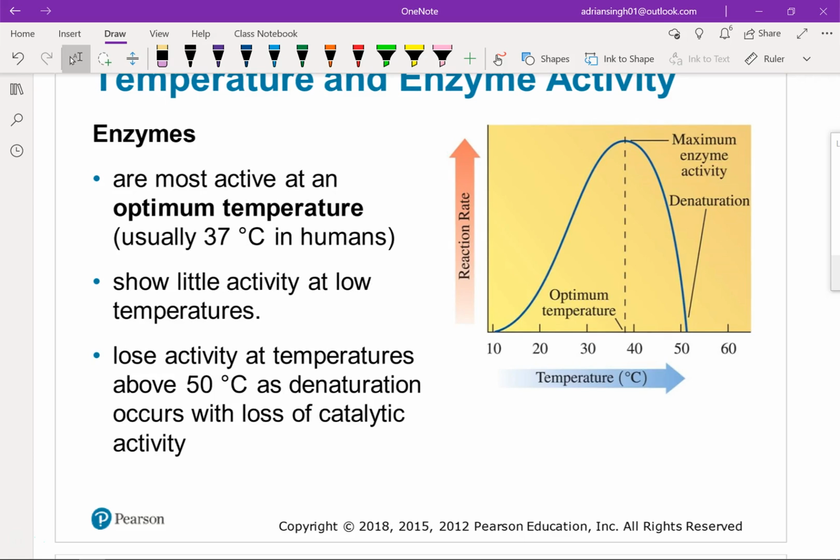And for an enzyme that you have in your body, for instance, it makes sense that that would be at body temperature, which is 37 degrees in a human being. And we call that temperature the optimum temperature, right? So the optimum temperature is a temperature at which the enzyme is most active. And in the case of, like we said, an enzyme in your body, that temperature on your graph here would be at 37 degrees Celsius.